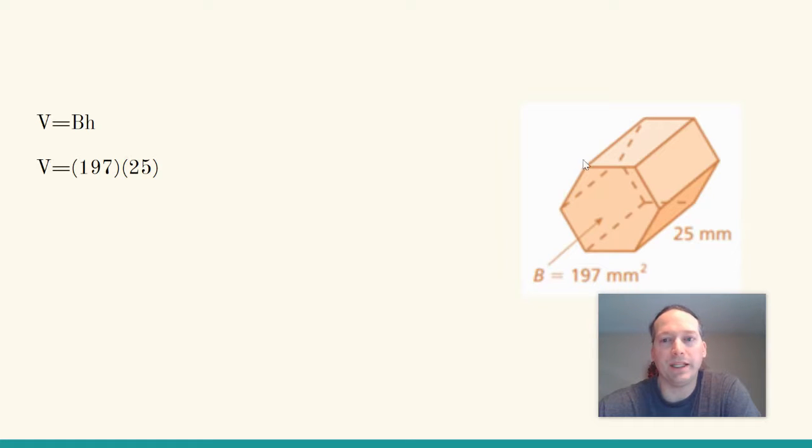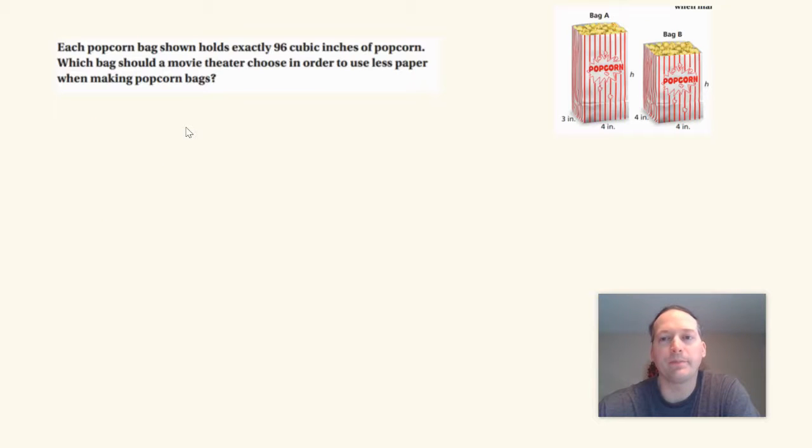Okay, so the volume equals the area of the base times the height. So the area of the base here is 197 millimeters squared. The height of the prism is 25 millimeters. Multiply that together, 4925 millimeters cubed. Not overly complicated. Again, it's just using the formula that you are given. This one's a little bit more involved. It's kind of neat. It's a nice little application for the real world.